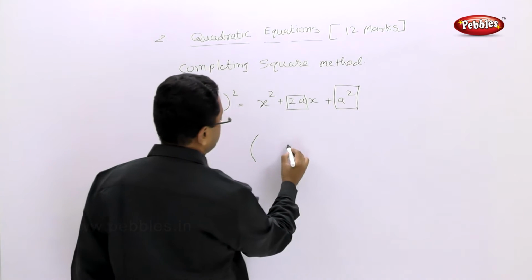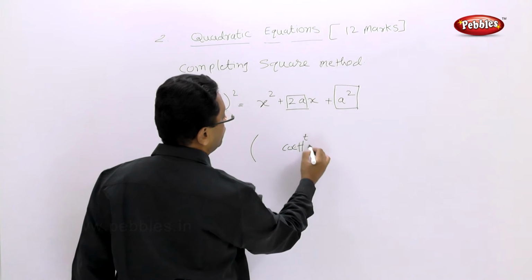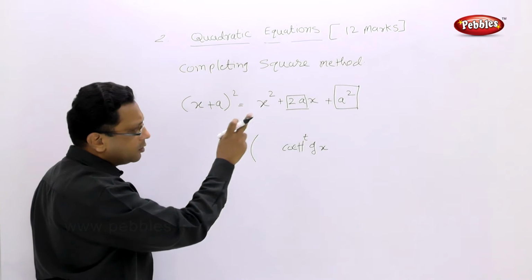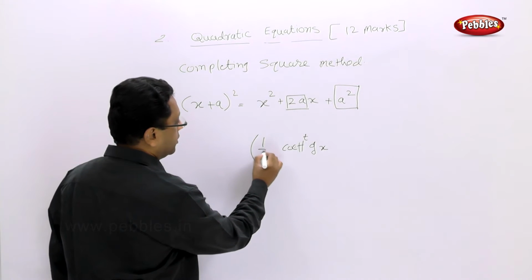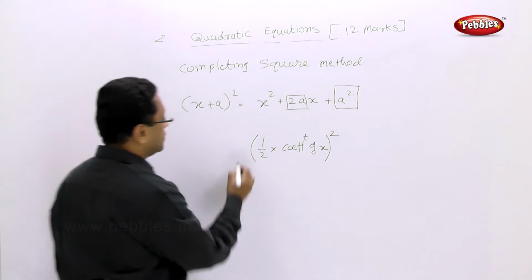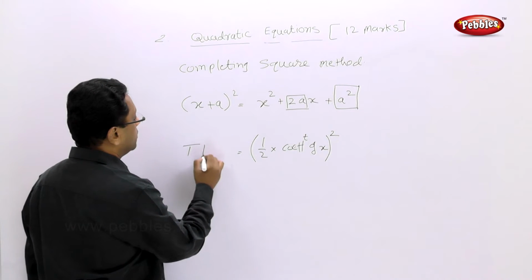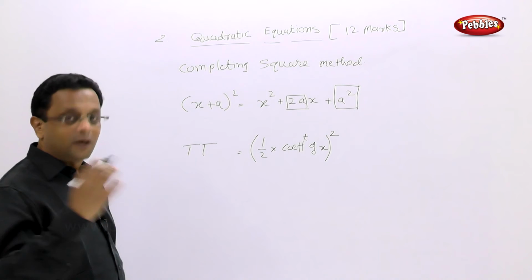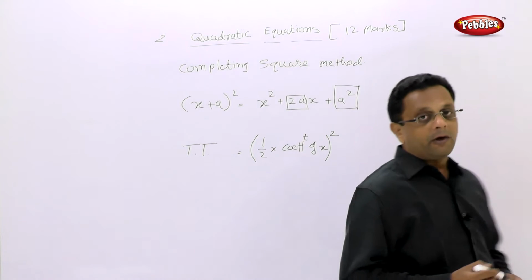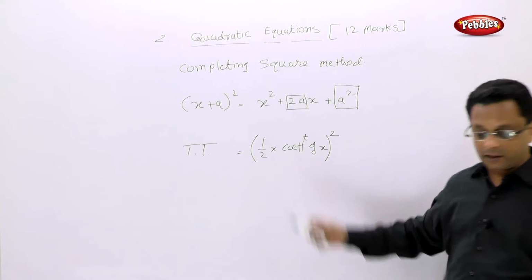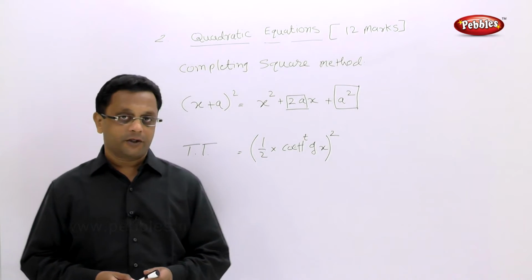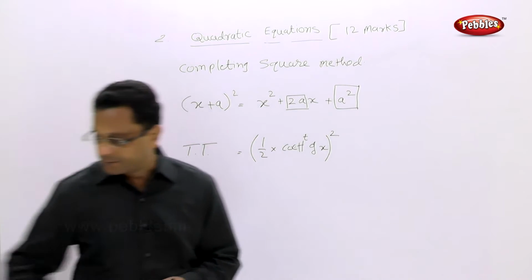I will say that the coefficient of x is 2a, but I want only a there, so I will take half into the coefficient of x, whole square. This is my TT, that is the third term. I will write it in short as TT. So you have to apply this formula for finding the third term, and then by the completing the square method we have to solve the quadratic equation. Let us see the solved examples.